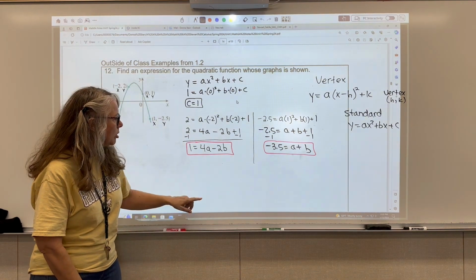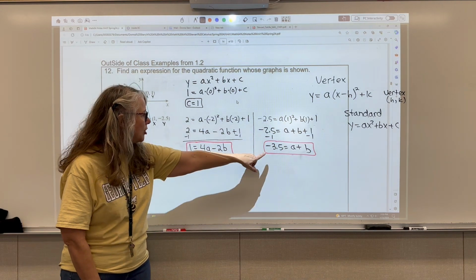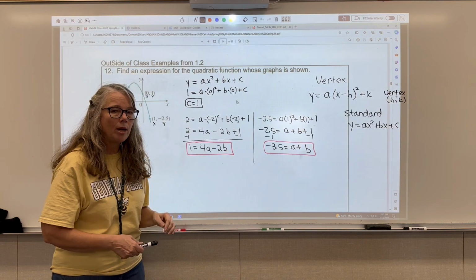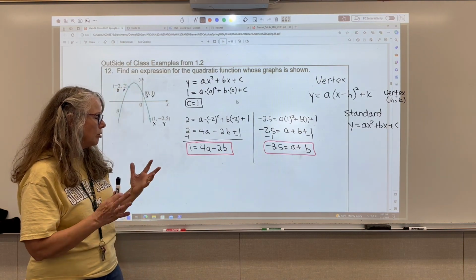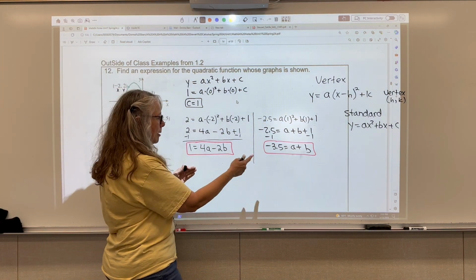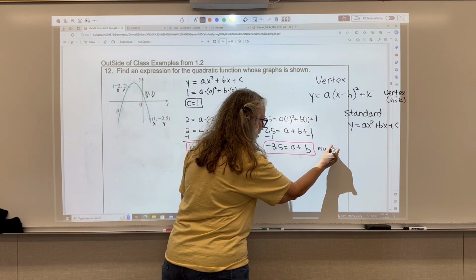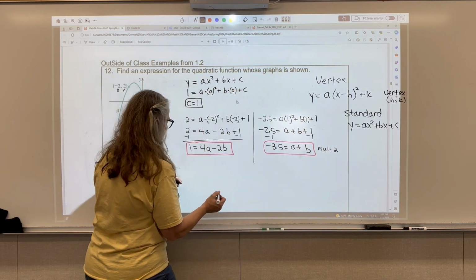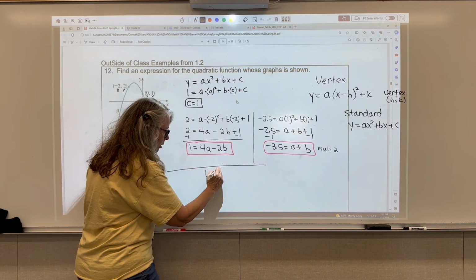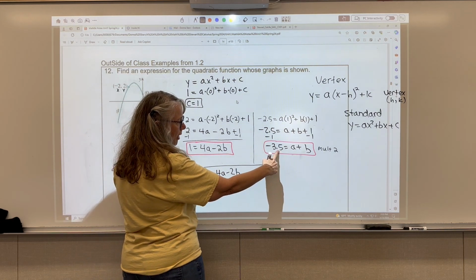So if I want to solve this, let's say I'm going to eliminate b by multiplying this equation by 2, and then when I stack them and add those equations together, I could find the value of a, right? So I'm going to take this first equation here and just write it down: 1 equals 4a minus 2b. And then I'm going to multiply here by 2.